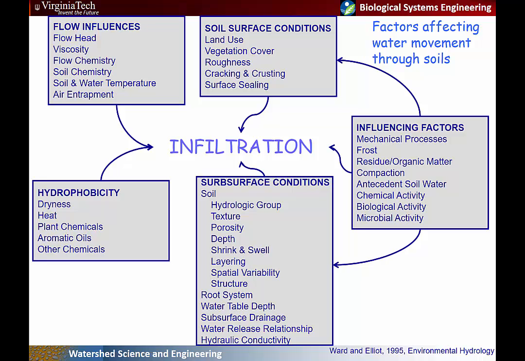Subsurface soil conditions, so of course all these soil components are important. Hydrologic group, texture, porosity, depth, structure, all influence these subsurface conditions. Root systems play a big role, and we'll see some images of that in a minute. Subsurface drainage, this is becoming a greater and greater concern in a lot of our region. And then hydraulic conductivity, so how fast does water move through that general soil. Other influencing factors would include things like frost, organic matter, compaction, and then chemical, biological, and particularly microbial activity. Biological and microbial activity in no-till systems or systems with high organic matter content is important as well.